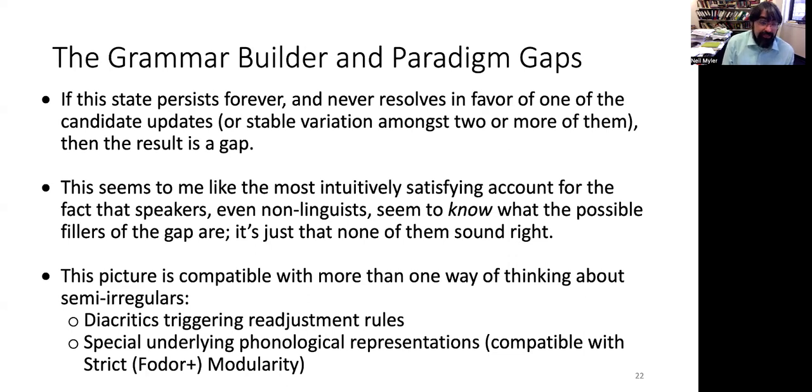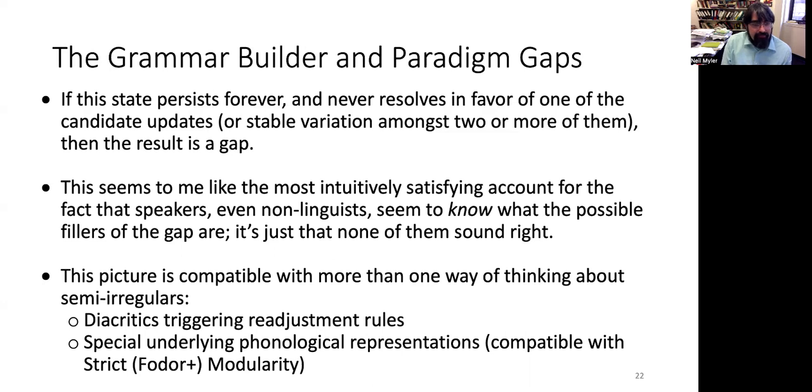But if that state of uncertainty persists forever, as it might if you're trying to decide whether a new root belongs on one list or another list of irregular type, then if that goes on forever, never resolves in favor of one of them, then the idea will be you get a gap, right? This seems to me like the most intuitively satisfying account for the fact that speakers, even non-linguists, seem to know what the possible fillers of the gap are. It's just that none of them sound right.